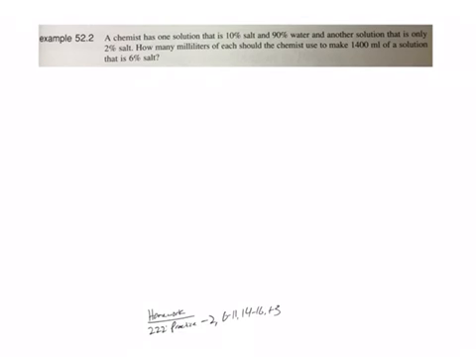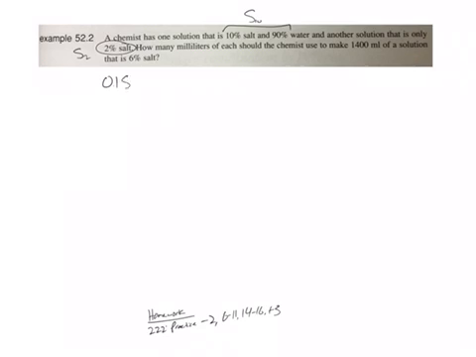Let's try one more of these. A chemist has one solution that is 10% salt and 90% water, and another solution that is only 2% salt. How many milliliters of each should the chemist use to make 140 milliliters of a solution that is 6% salt? So again, let's set up our equations. It's going to be 0.1 times the solution they're talking about, let's call S sub 10. This other one, let's call S sub 2.